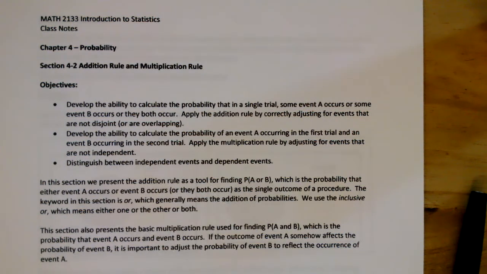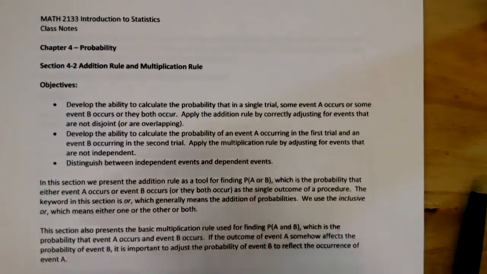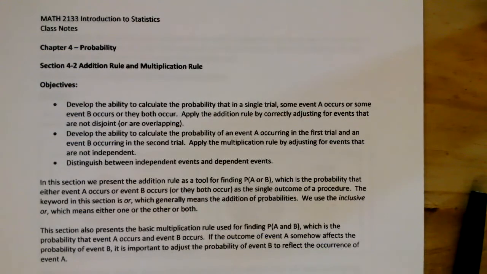So in this section, we're going to present the addition rule as a tool for finding the probability of A or B. And that's the probability that either event A occurs or event B occurs, or they both occur as the single outcome of a procedure. And the key word in this section is going to be the word or. Okay, and that means we're going to add the probabilities. And here we're going to use the inclusive or. And that means either one or the other or both. That's the inclusive or.